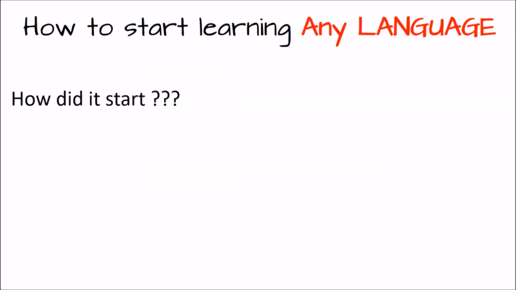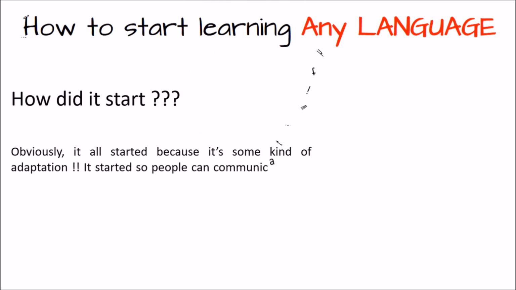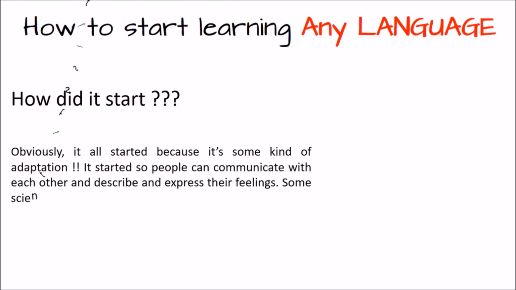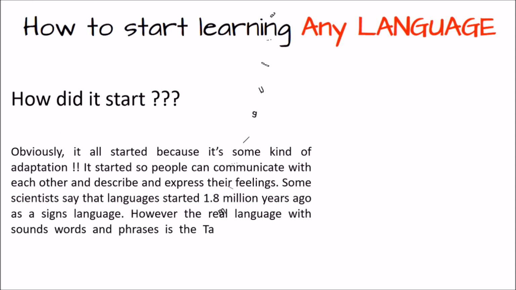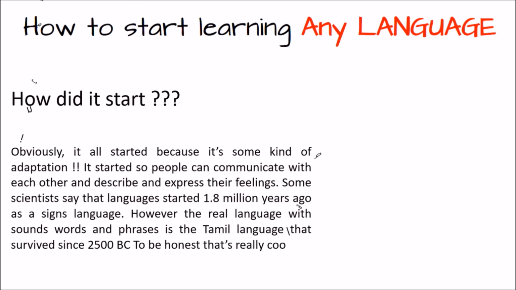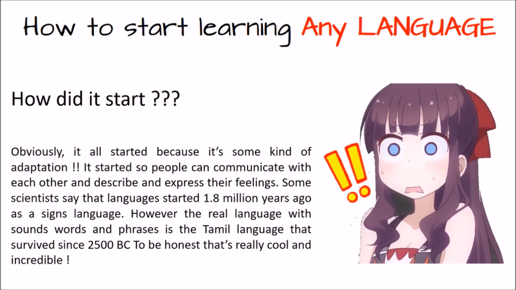Now that we have a little glance at languages in general, it is interesting to know how it started. Well, obviously, it all started because of some kind of adaptation. It started so people could communicate with each other and express their feelings. Some scientists say that languages started 1.8 million years ago as a sign language. However, the real language with sounds, words, and phrases is the Tamil language, which has survived since 2500 BC. To be honest, that's really cool and incredible.